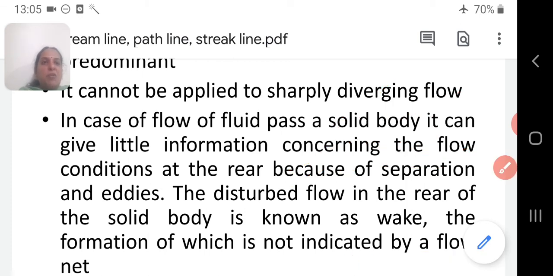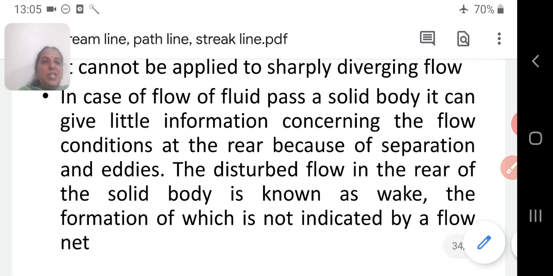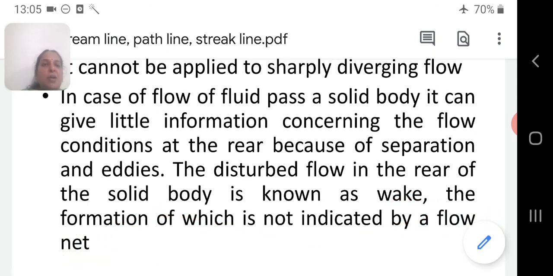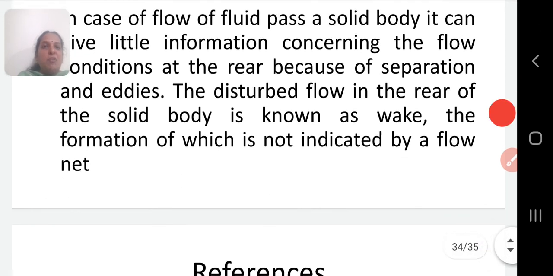So the disturbed flow in the rear of the solid body is known as wake. Okay, and the formation of which is not indicated by a flow net. So in the flow net we will not be able to indicate this wake, that is the disturbed flow when we have a solid body and the fluid is passing through this. So the disturbed flow because of the separation and eddies is said to be a wake, and that cannot be easily indicated by a flow net.